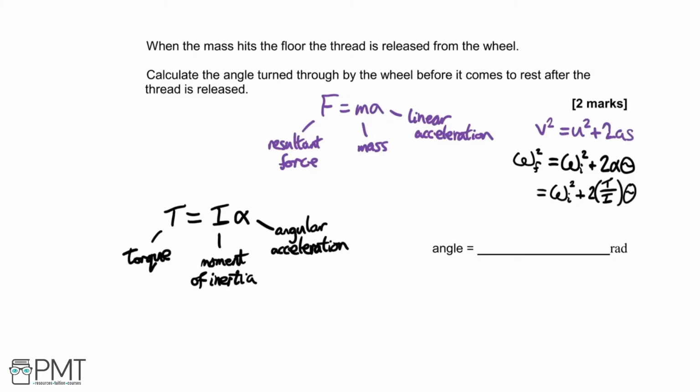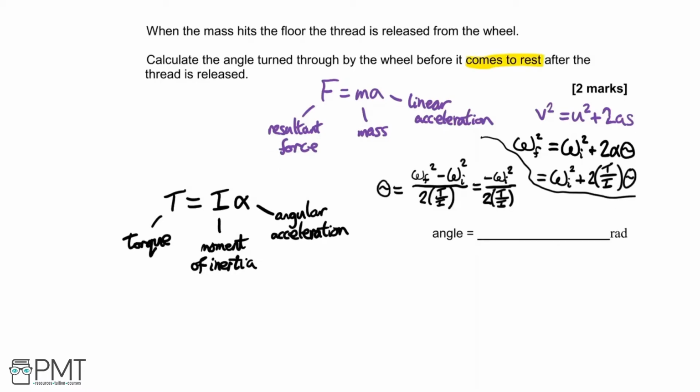Now what we need to do is rearrange to make theta the subject. Bear in mind that the wheel comes to rest, so its final angular velocity is going to be 0. I'll use the space below to make that calculation.